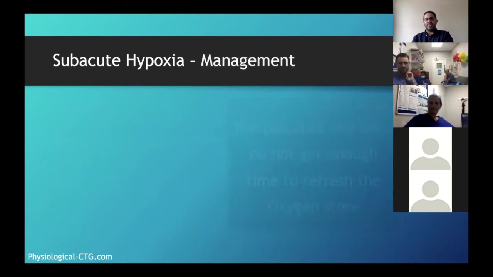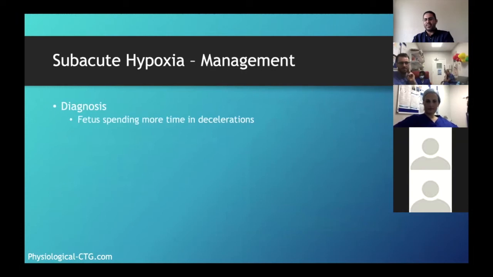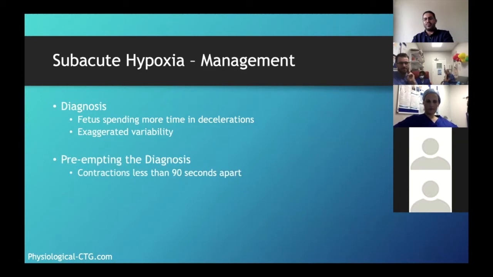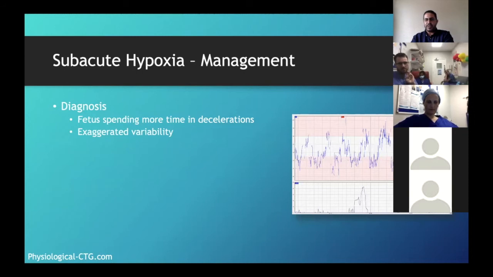So how do you manage it? Make the time count for more. You diagnose it by, we said, baby spending more time in decelerations. How do we preempt the diagnosis? Prevention is better than cure. If you're noticing that the contractions are getting closer together, less than 90 seconds apart, you know that the baby, even if it's fine right now, will start going into trouble. And be very, very cautious when you start seeing exaggerated variability, because that basically means baby's going into panic mode. Does that make sense?